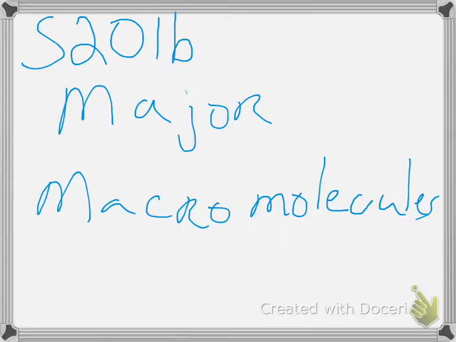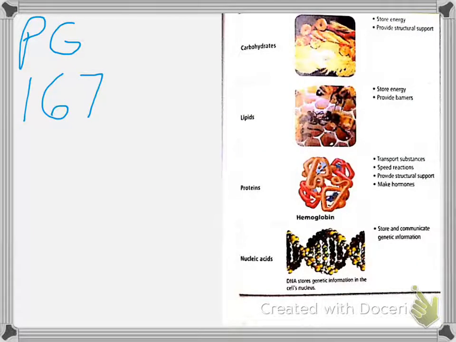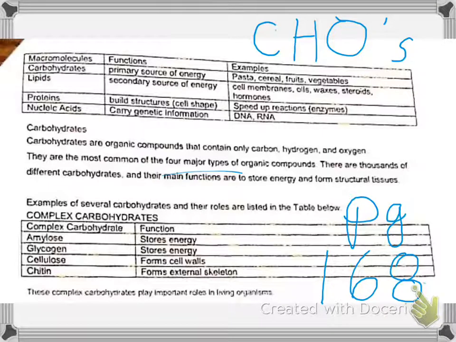Alright, today we're going to do Standard 2 Objective 1b Major Molecules. Major molecules can be found on page 167, and as you can see, they are carbohydrates, lipids, proteins, and nucleic acids. Those are the four major macromolecules that we're going to talk about.